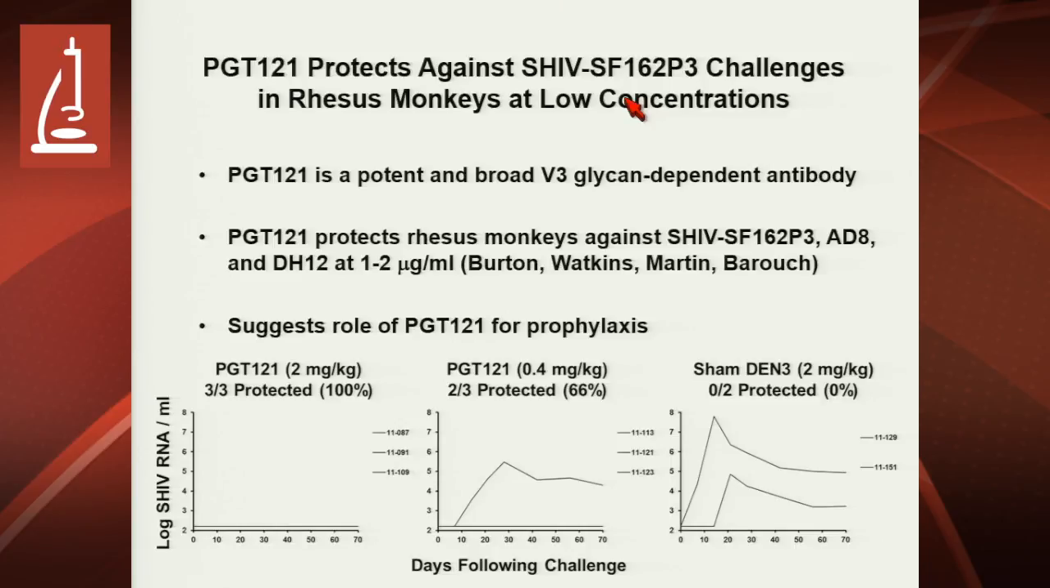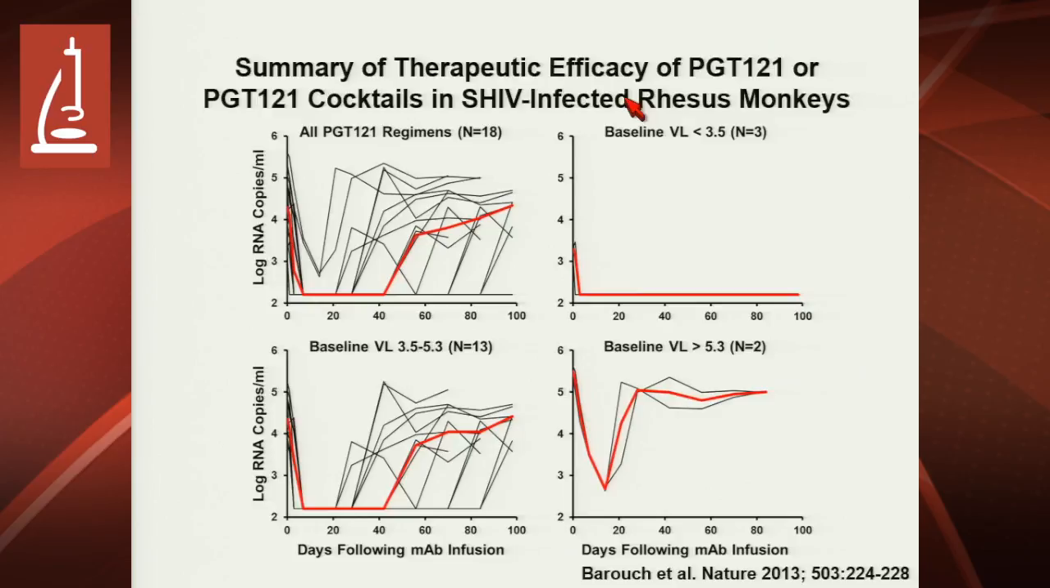We became particularly interested in PGT121, which is a potent and broad V3 glycan-dependent antibody, because at least 4 or 5 different labs have shown that it works very, very well for prophylaxis at very low concentrations. So it's an exceptionally potent antibody. And then about 3 years ago, we showed that this antibody also has substantial therapeutic effects in SIV-infected, untreated, chronically infected viremic animals, as shown by this summary figure.